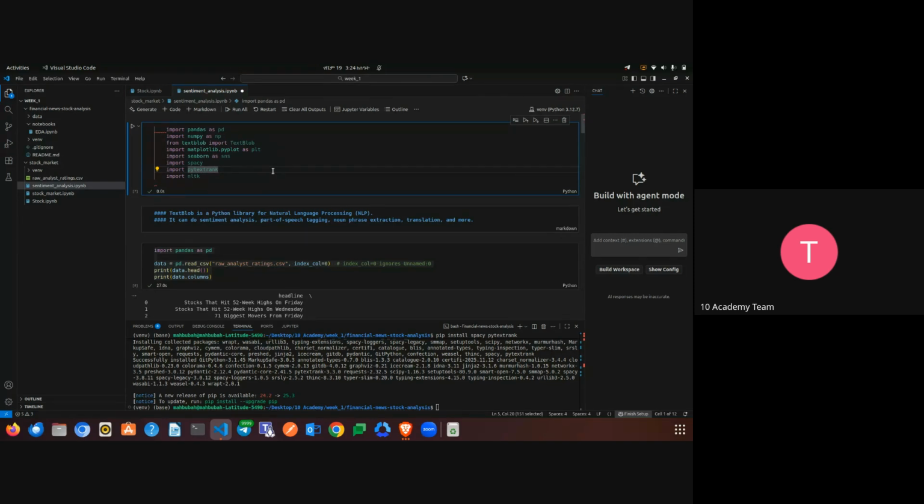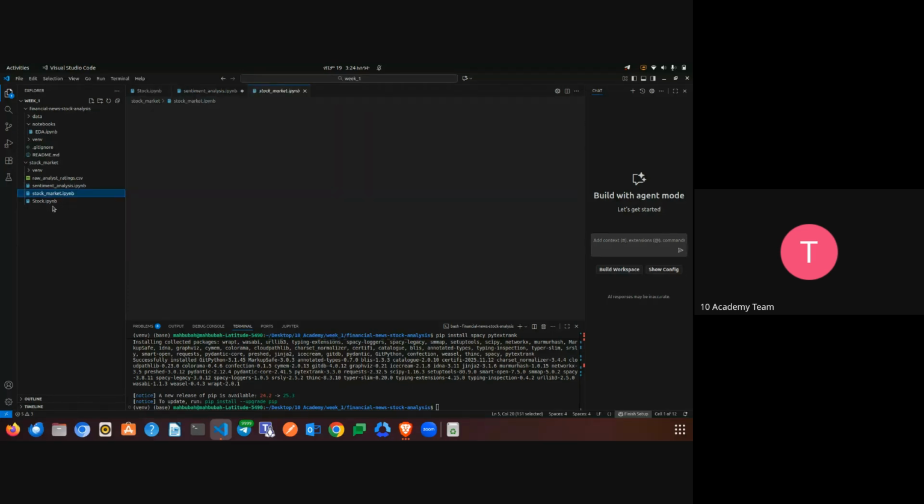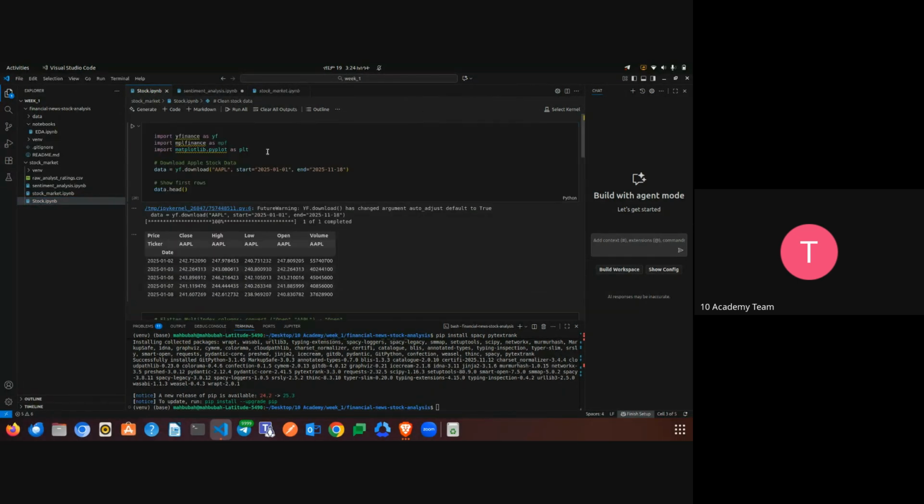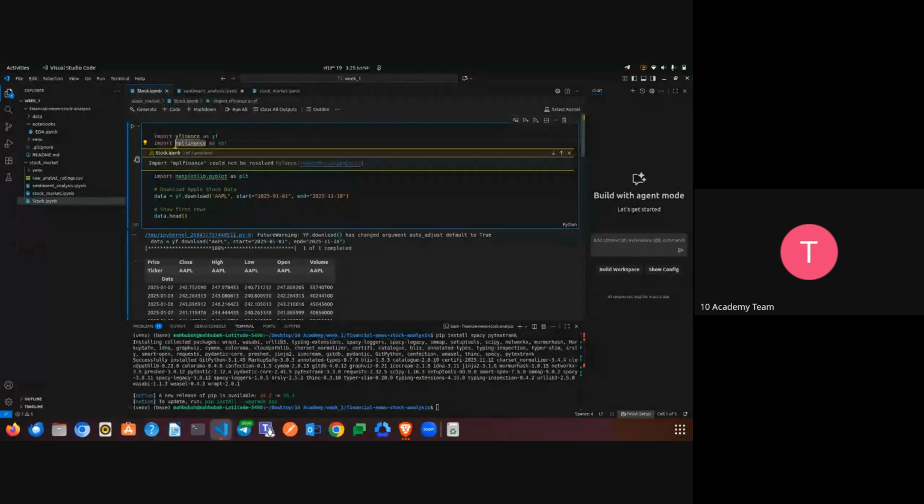The first thing, let me show you some stock data here. Here we have the Python libraries that we will use to import our data. We will use yfinance and mplfinance. We will download our stock data first. We will import yfinance, and from yfinance we will download the Apple stock data. I am downloading the Apple stock data. You can download any ticker.